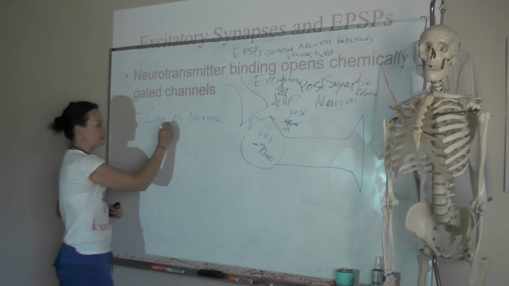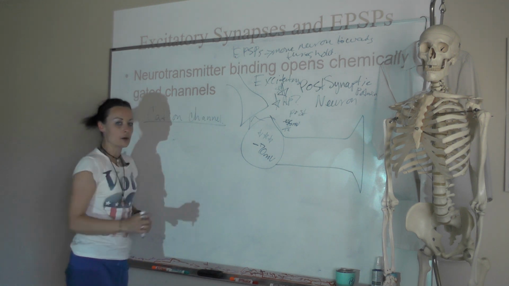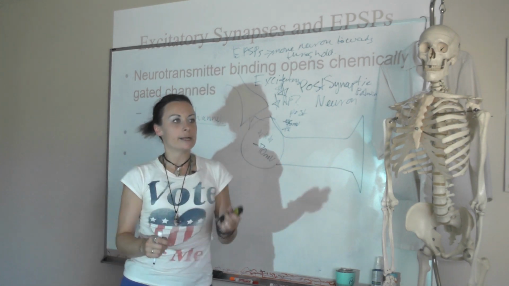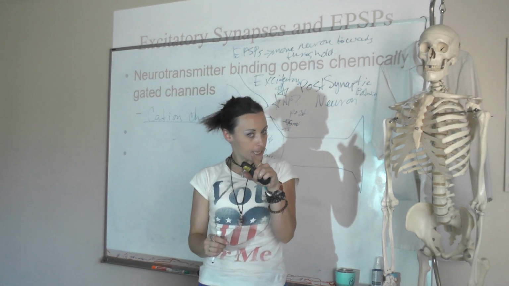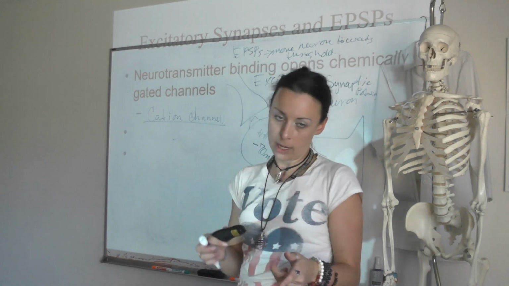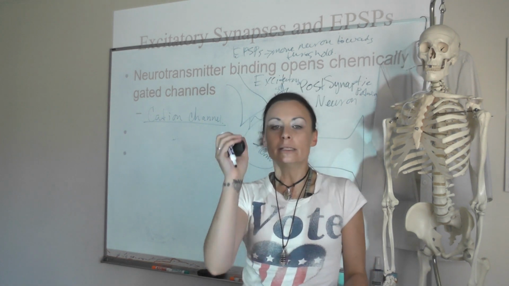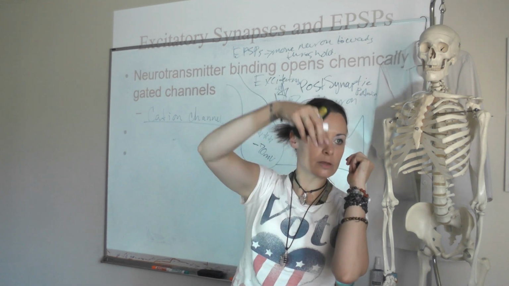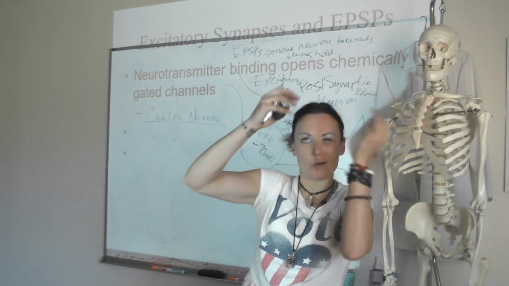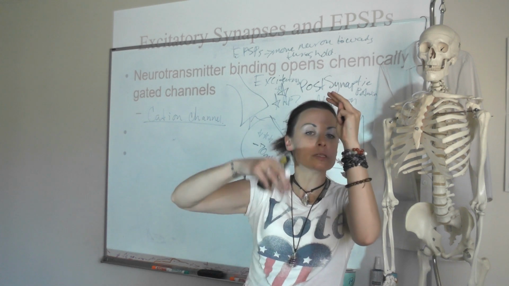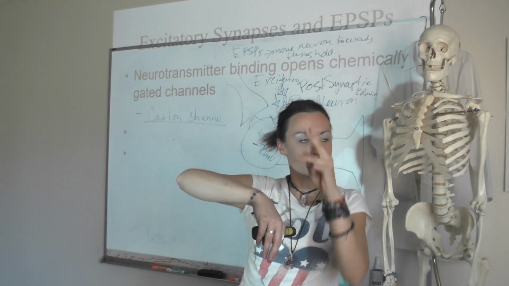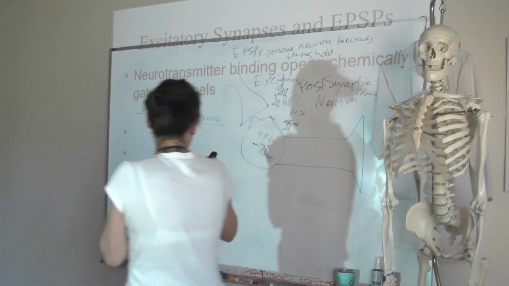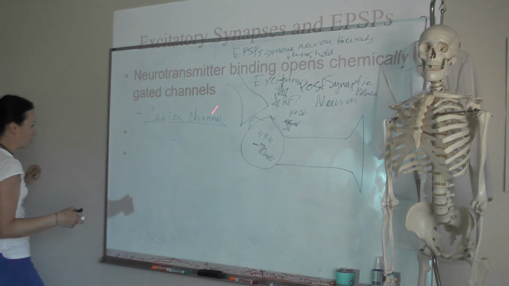This is a very specific channel. It's not a sodium channel, because sodium channels only let sodium through. It's not a potassium channel, because potassium channels only let potassium through. This is a cation channel, and it's going to allow potassium to exit the cell, but it's going to allow sodium to enter the cell, and sodium is kind of always more. So more sodium is going to come in than potassium leaves, so the net influx of sodium is going to move us closer to threshold.